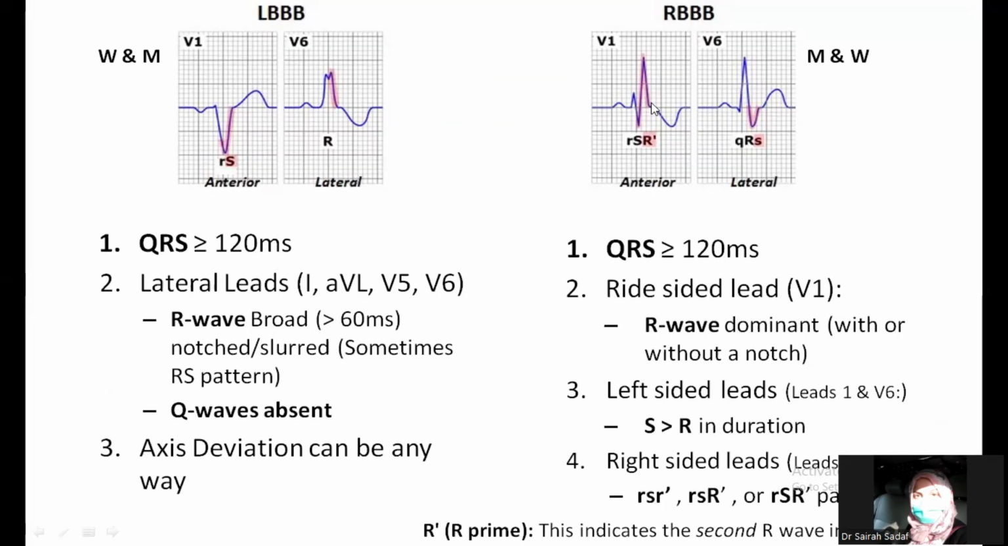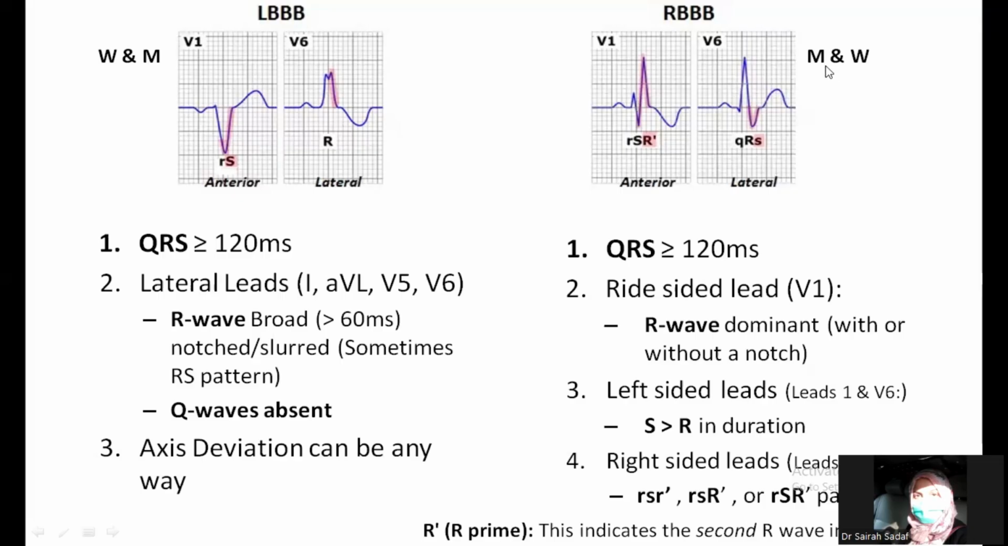Now let's go back to the previous slide, I will show you one more thing. We call it WM pattern in LBB. We call it MW pattern in RBB. People call it William, they call it Morrow. William, WM, W will be seen in the V1, M will be seen. As you can see, this is a small m here. It looks like M, it's not M, it's RR, but it appears to be M. So coming here, you will have M in the lead V1 and W in the lead V6.